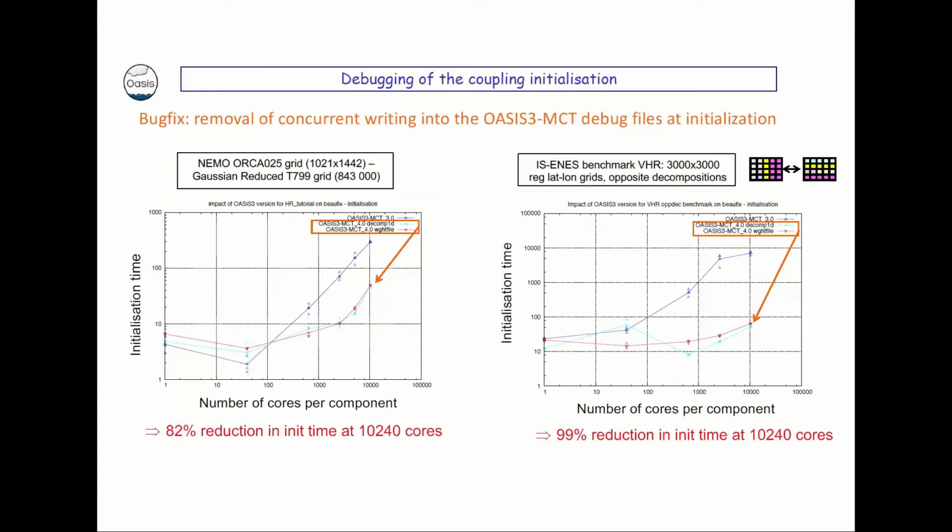So now you see that those graphs show you the time for initialization with respect to the number of cores per component. And you can see that for a realistic case, which is the NEMO 1/4 of a degree coupled to the Gaussian reduced grid T799, we now have a reduction in the initialization time of 82%. For the more theoretical case of the easiness benchmark, with the same grid on both sides but opposite decomposition, we have a reduction in the initialization time of 99%. So this was a very good improvement of the initialization phase.